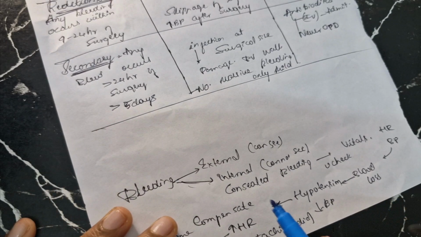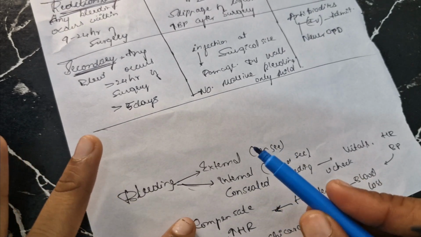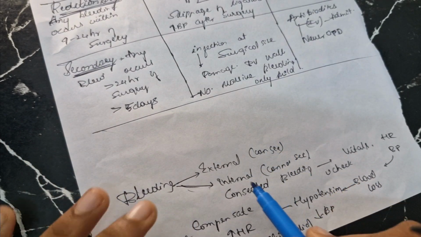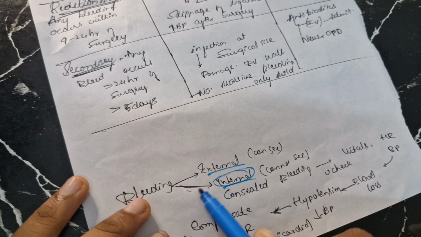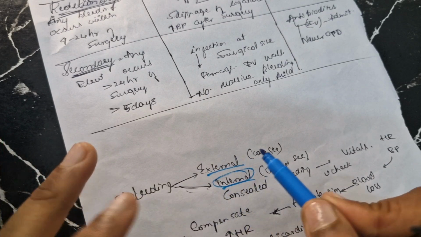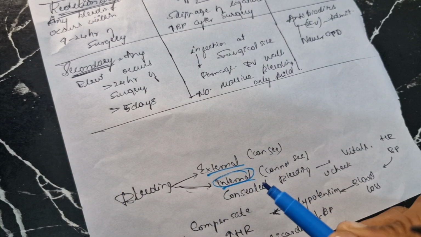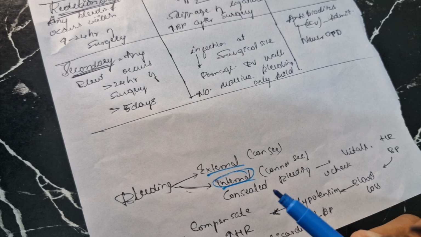These are the types of bleeding, and bleeding may be classified into other types based on whether we can see it or not. This is external bleeding and internal bleeding. Internal bleeding we cannot see, whereas external bleeding we can see. How do we assess internal bleeding, which you cannot see?